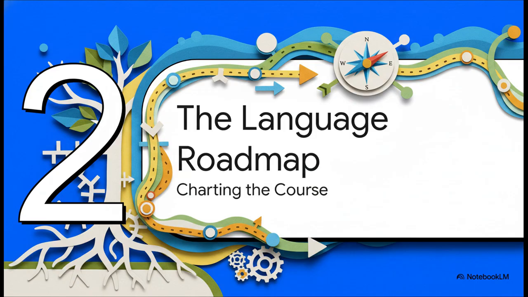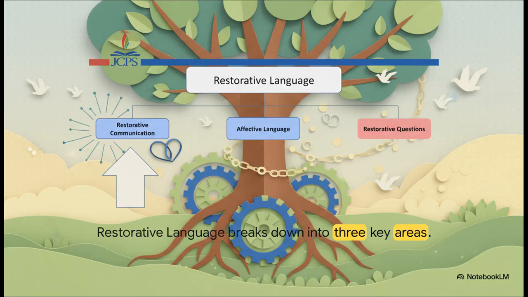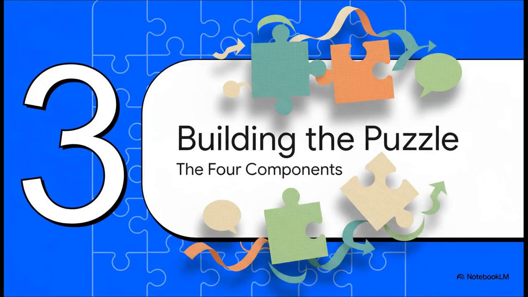Okay, so now that we have our foundation, let's zoom out and look at the whole map of restorative language. This is going to help us see the bigger picture before we zoom right back in on what we're focused on today. So as you can see, restorative language has three main branches. You've got restorative communication, affective language, and restorative questions. Now for today, in part one, we're going to put all our energy into that first foundational piece, the one that really holds everything else up, restorative communication. All right, let's get into it.